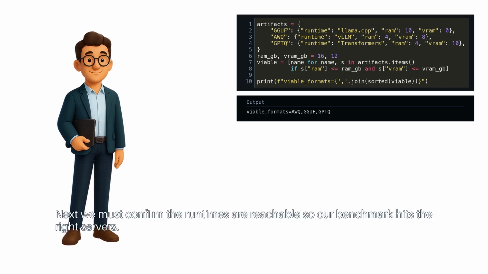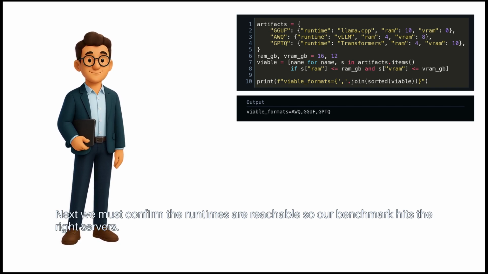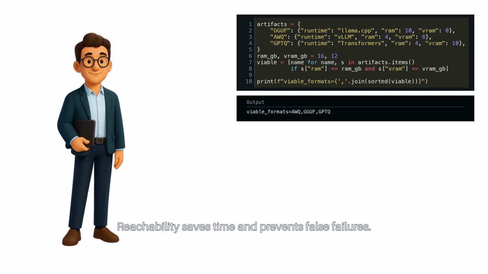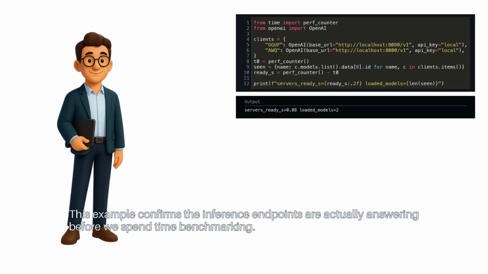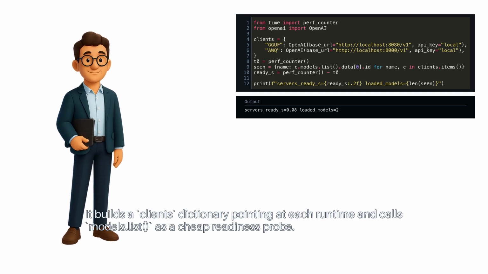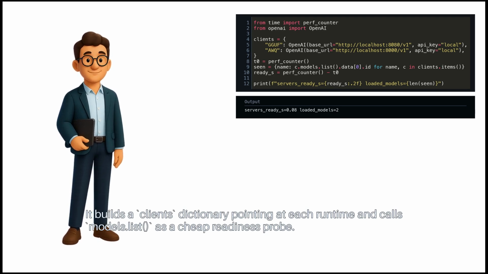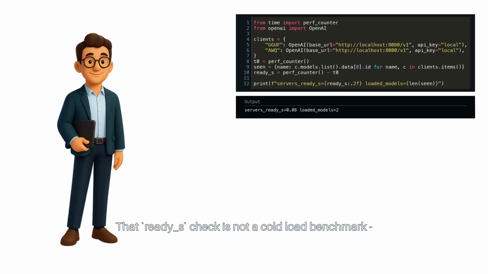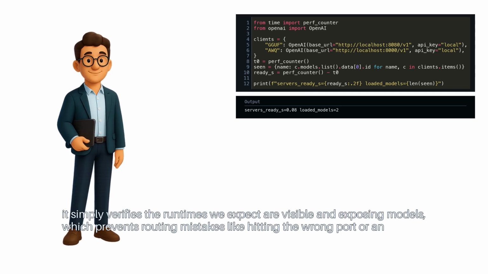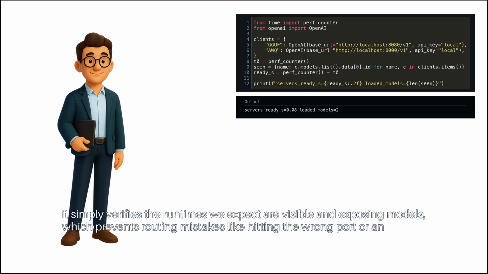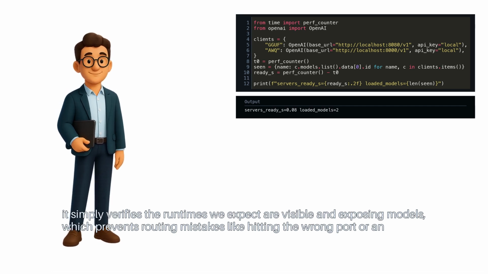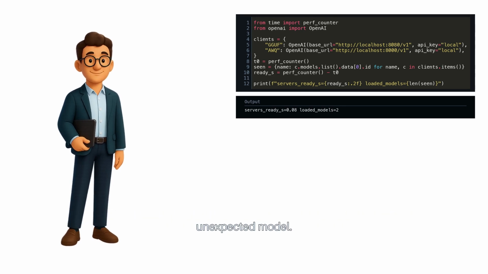Next, we must confirm the runtimes are reachable, so our benchmark hits the right servers. Reachability saves time and prevents false failures. This example confirms the inference endpoints are actually answering before we spend time benchmarking. It builds a clients dictionary, pointing at each runtime, and calls models.list as a cheap readiness probe. That readiness check is not a cold load benchmark. It simply verifies the runtimes we expect are visible and exposing models, which prevents routing mistakes like hitting the wrong port or an unexpected model.